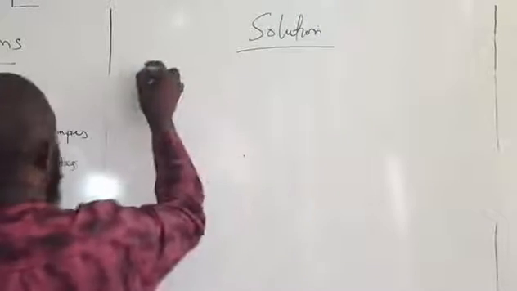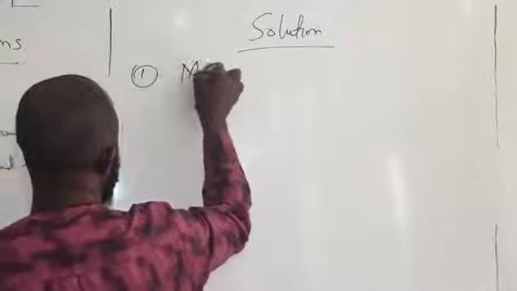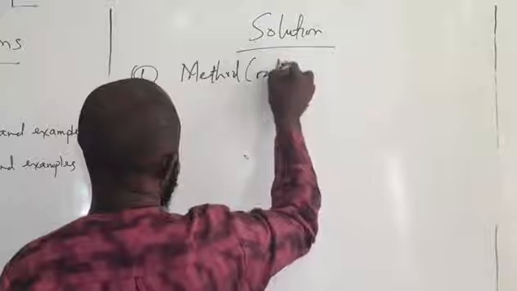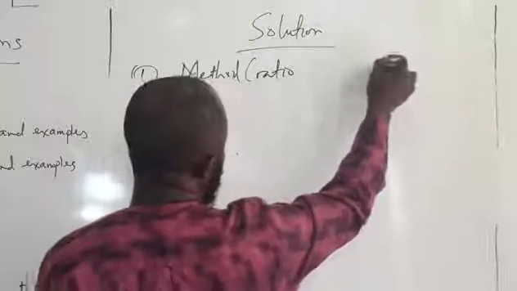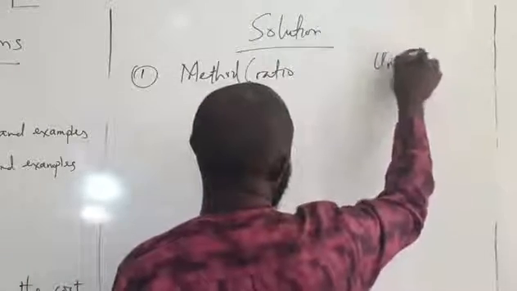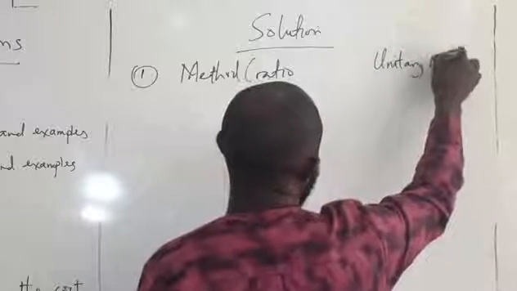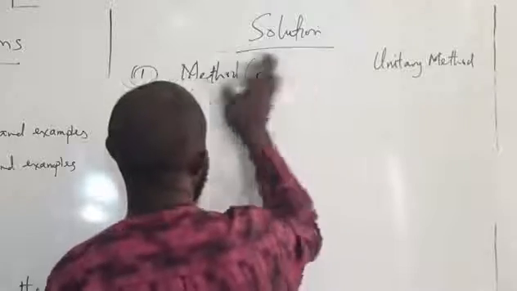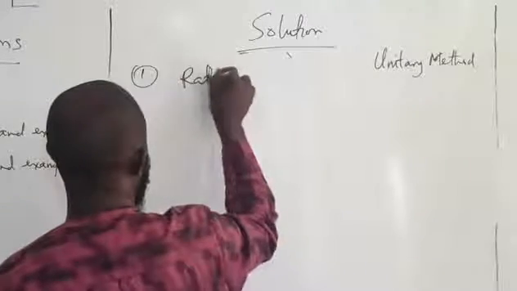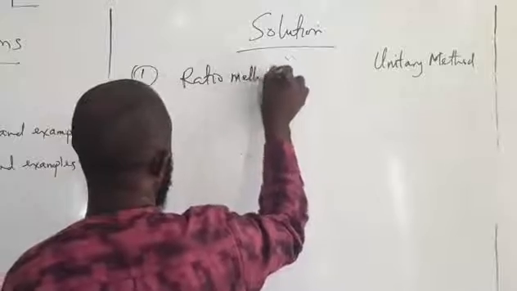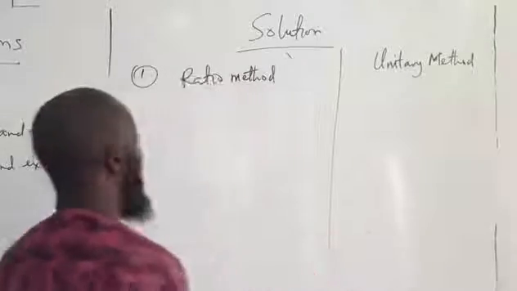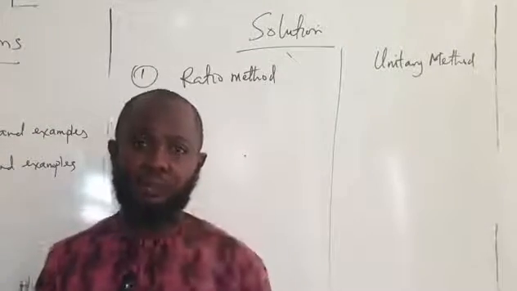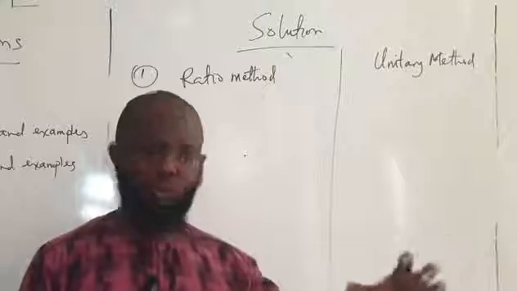So for question number 1, method 1 is the ratio method, and method 2 is the unitary method. I said something earlier on that the ratio of direct proportion is always the same. This one must be equal to this.